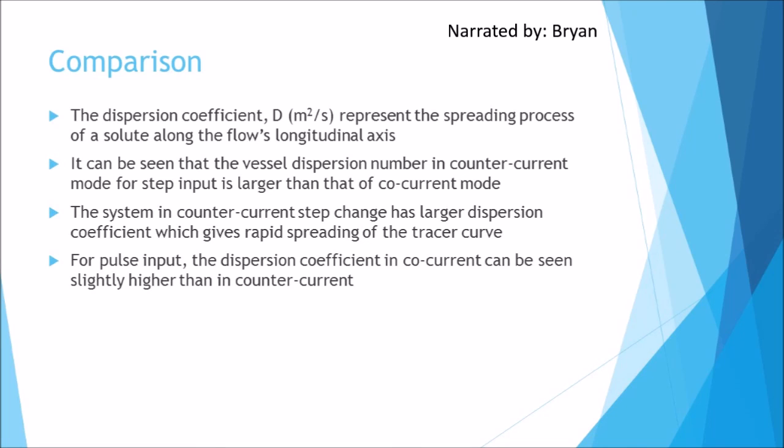In experiment B, the vessel dispersion number for pulse input countercurrent is 0.094, which is more than 0.01. Thus, the system has large dispersion. For pulse input co-current, the vessel dispersion number is 0.128, which is more than 0.01 and indicates larger dispersion. In comparison of the dispersion coefficient in countercurrent and co-current, the coefficient in co-current can be seen slightly higher than in countercurrent. This might be due to slight deviation or disturbance in the countercurrent flow.